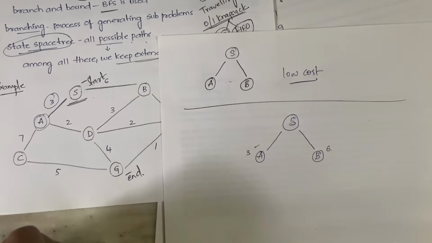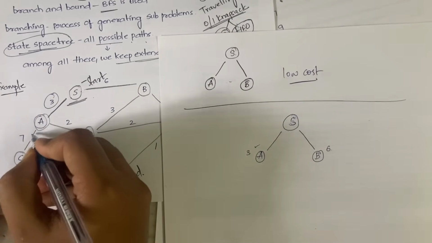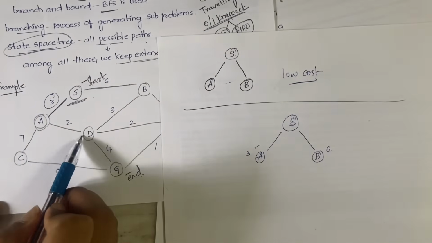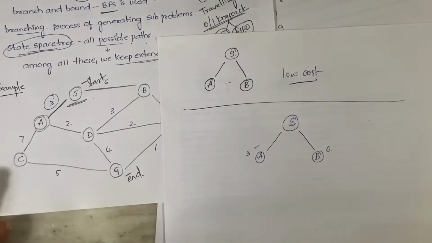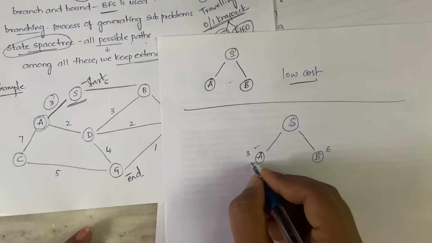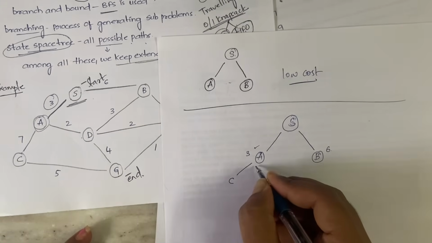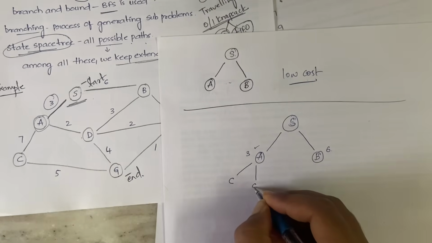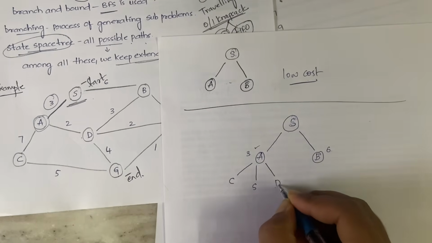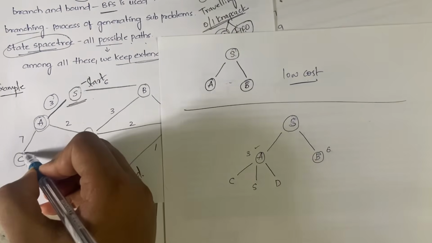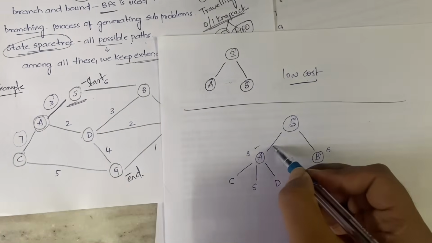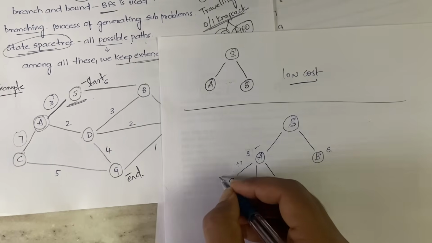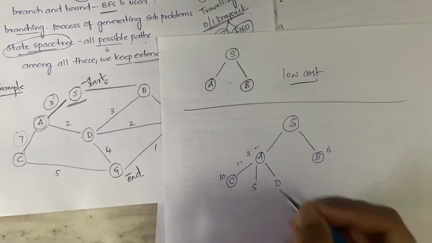From A, what are the different paths you have? From A, you have a chance to go to C, you have a chance to go to S, and you have a chance to go to D, right? So let's extend A. You can go to C, then S, and then D also. From A to C, what is the cost? It is 7. From S to A, it is already 3, right? So 3 plus 7 will give you 10. So 10 is the cost to reach C.